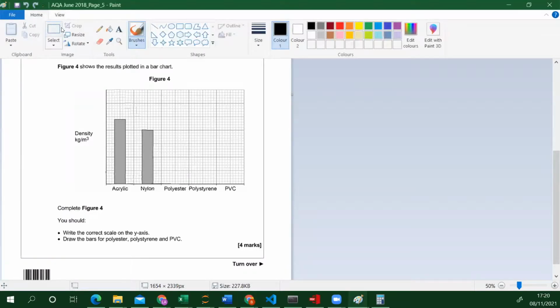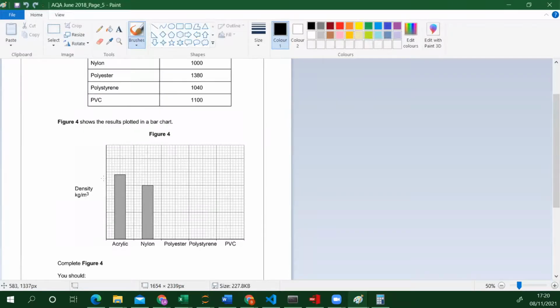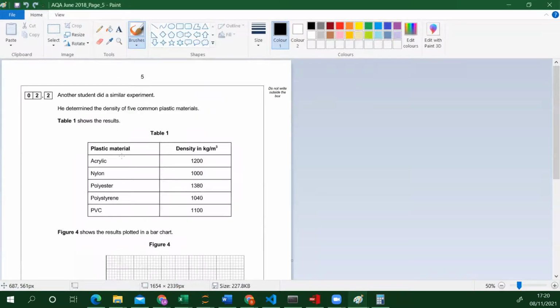So I might have to get my straight line thing out in a minute. Okay, it's fun. That's a good thing to do in paint as well.